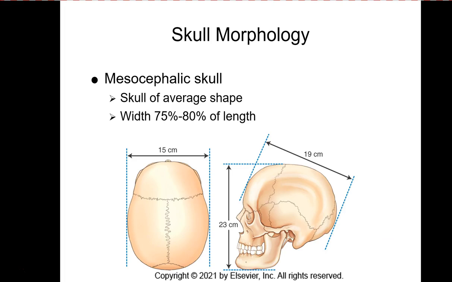A general rule for describing skull type is to compare the width of the skull at the parietal eminences with the length measured from, again, the frontal eminence to the inion. So describing the average skull is helpful by describing the width compared to the length. For the average mesocephalic skull, the width is 75 to 80% of the length. So the width is always less than the length, approximately 75 to 80%.